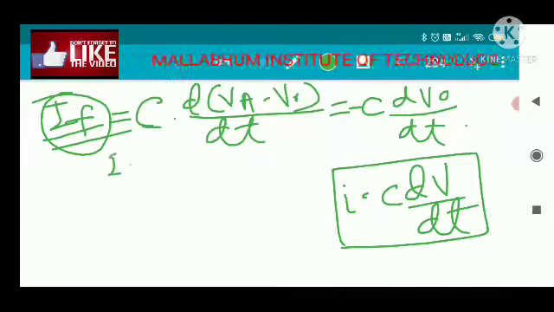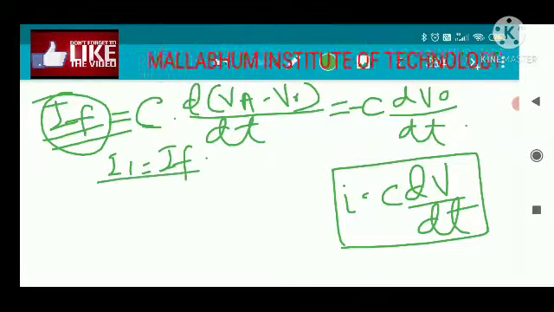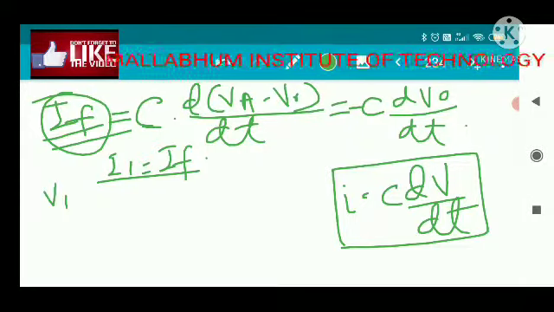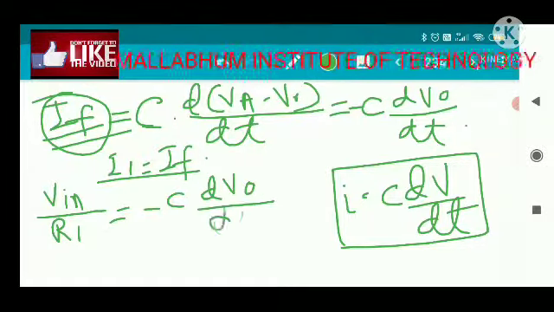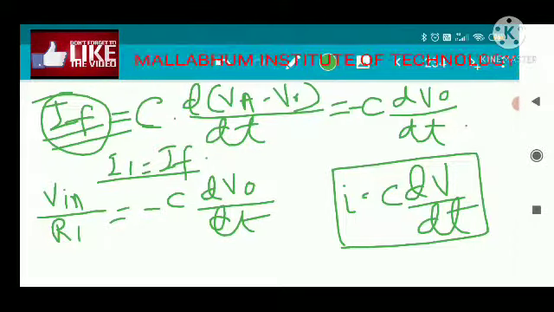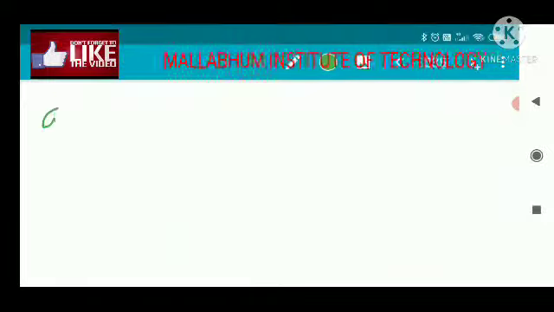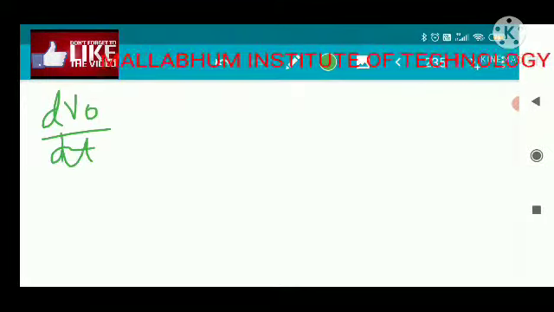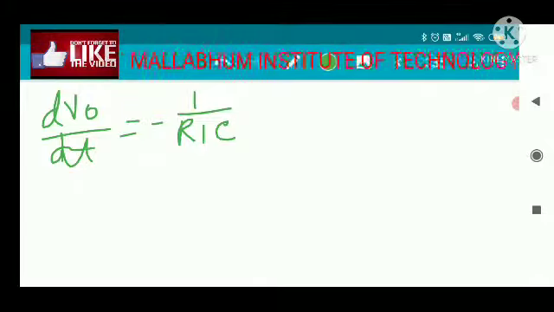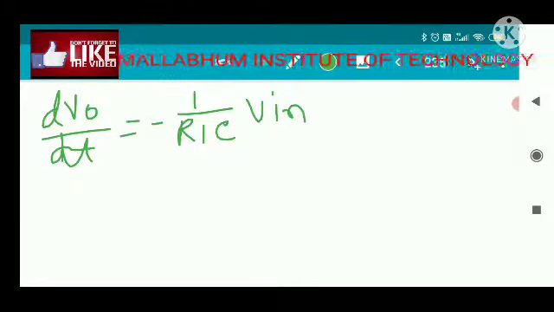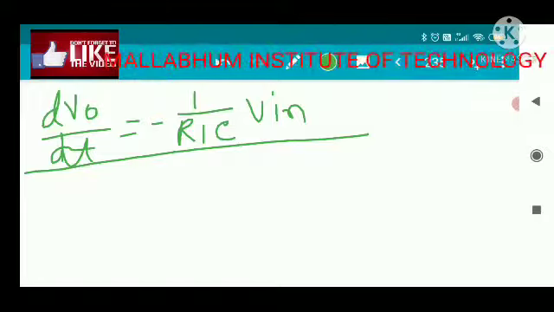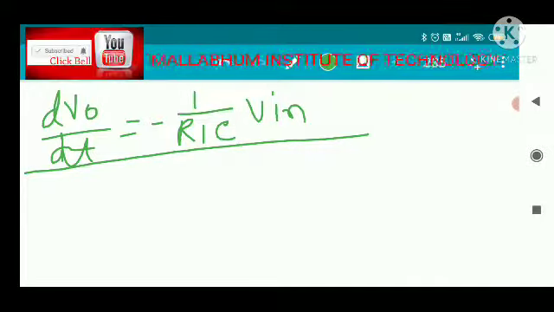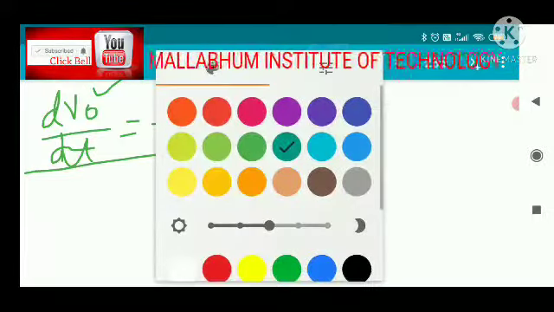Now I am equating I1 equal to IF. So Vin divided by R1 is equal to minus C dV0/dt. Therefore dV0/dt is equal to minus 1 divided by R1 C times Vin. Now, integrating both sides with respect to time, the differentiation dV0/dt will become your V0(t).